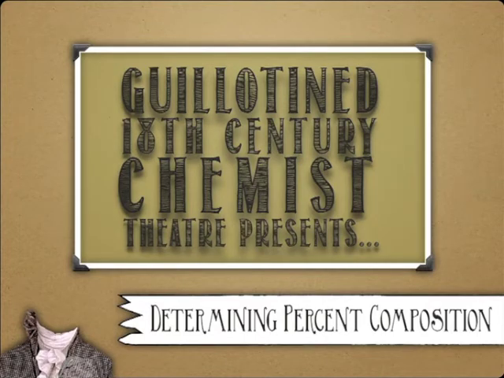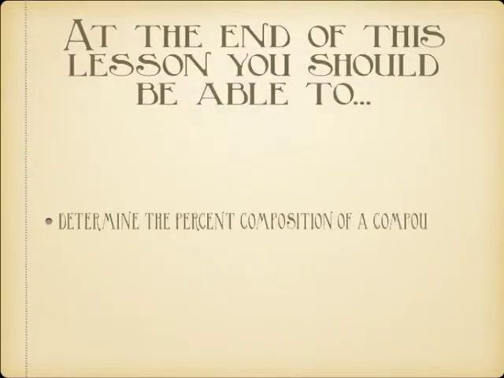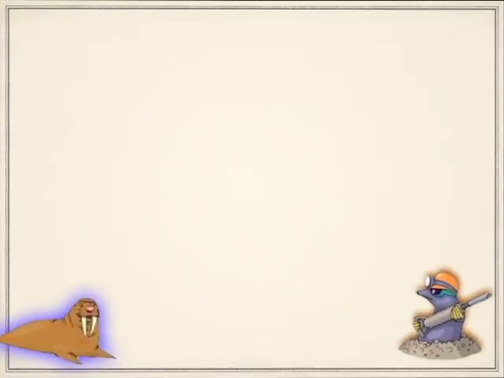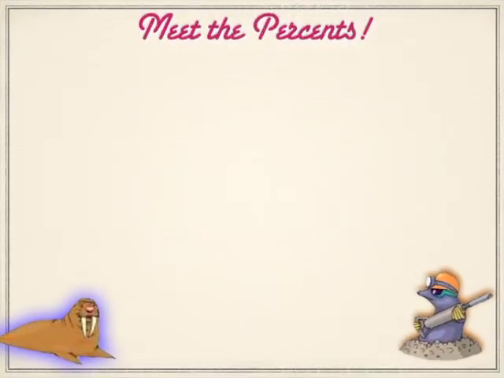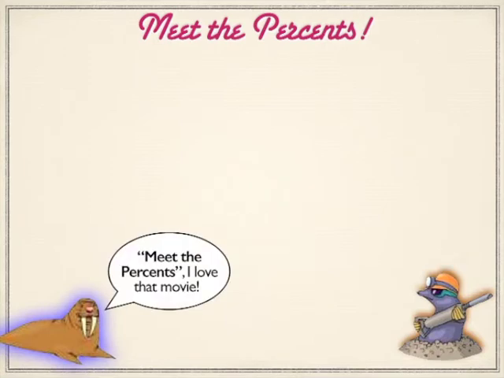Now that we know how to figure out molar mass from the last lesson, I'm going to show you a neat little trick to back calculate the percent composition of each element in a compound. And it's as simple as you think it would be. Imagine a bag of groceries and figuring out the mass of each type of grocery in the bag. It's the same sort of idea. So we're going to meet the percents.